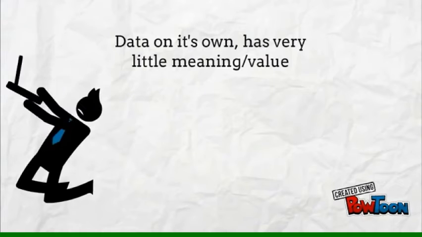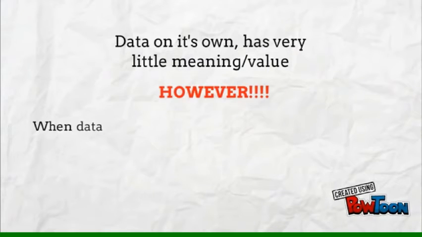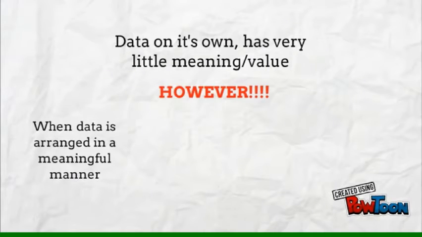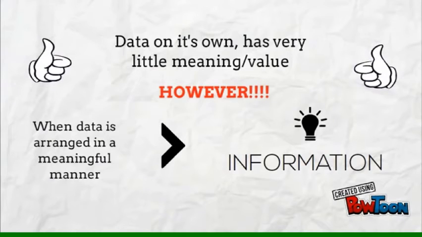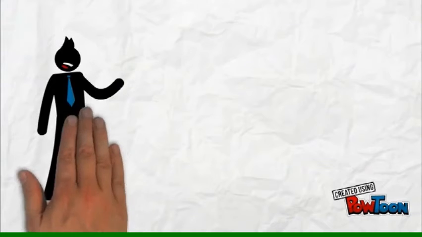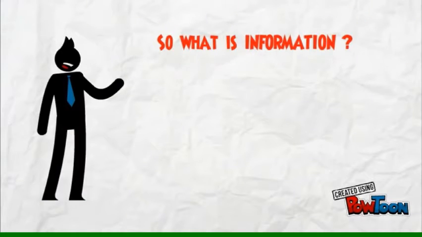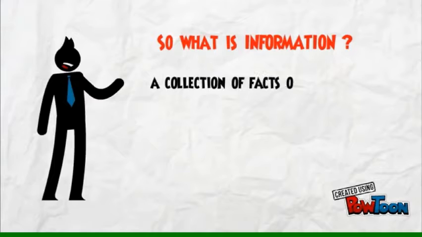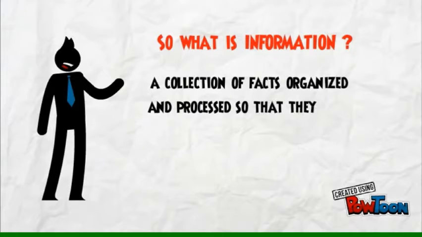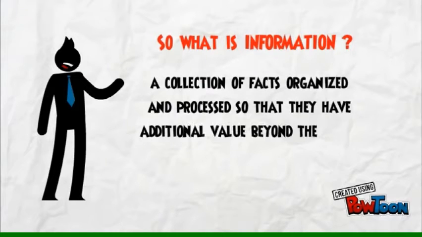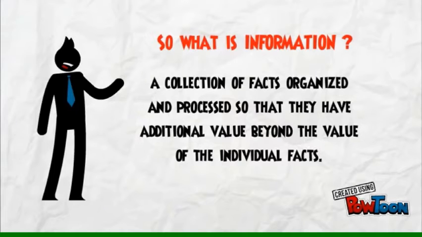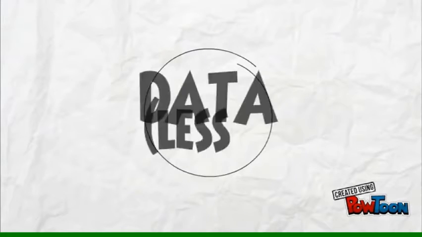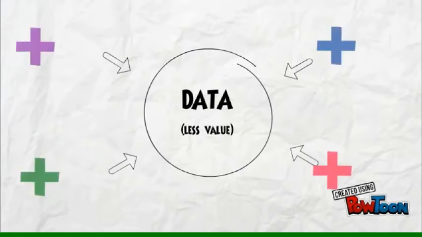Data on its own has very little meaning or value. However, when data is arranged in a meaningful manner, it becomes information. So, what is information? A collection of facts organized and processed so that they have additional value beyond the value of the individual facts. Data has less value.